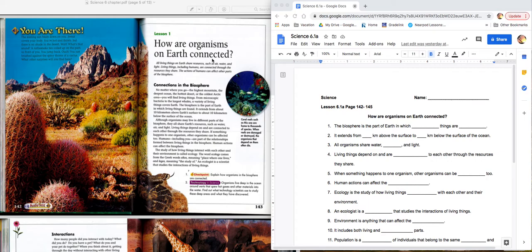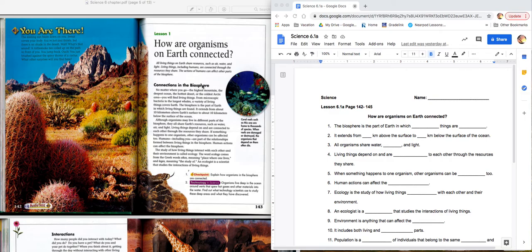Remember, yesterday we were working on main idea with supporting details, and you'll see how books do that all the time. They give their main topics, they support it with some details. The overall summary statement says this: all living things on Earth share resources such as air, water, and light. Living things, including humans, are connected through the resources they share, and the actions of humans can affect other parts of the biosphere. You're going to see this statement come out in these first few paragraphs as we read it.